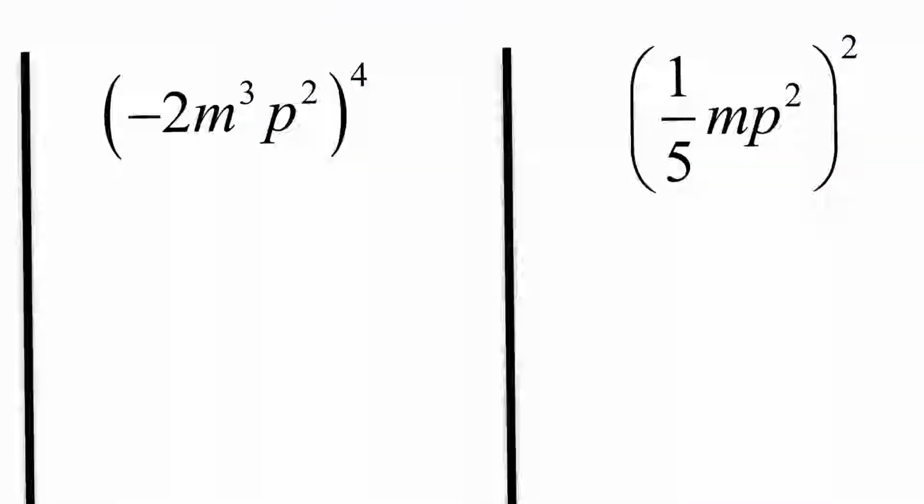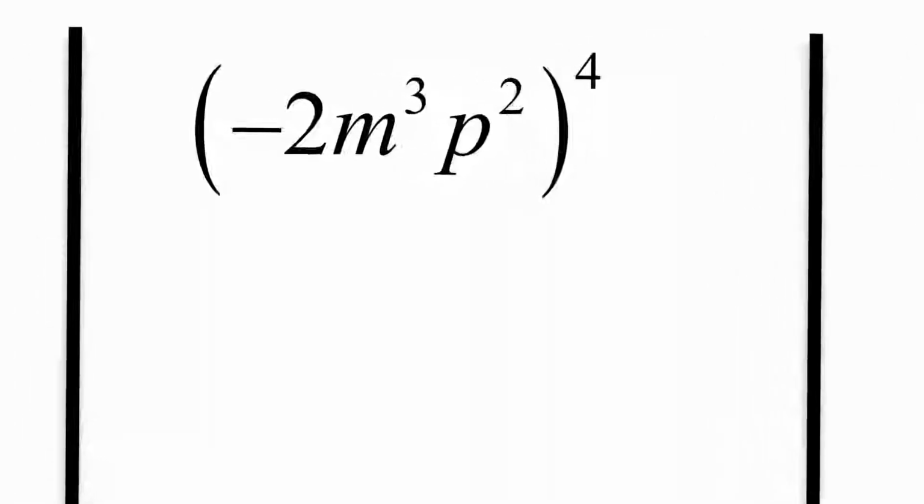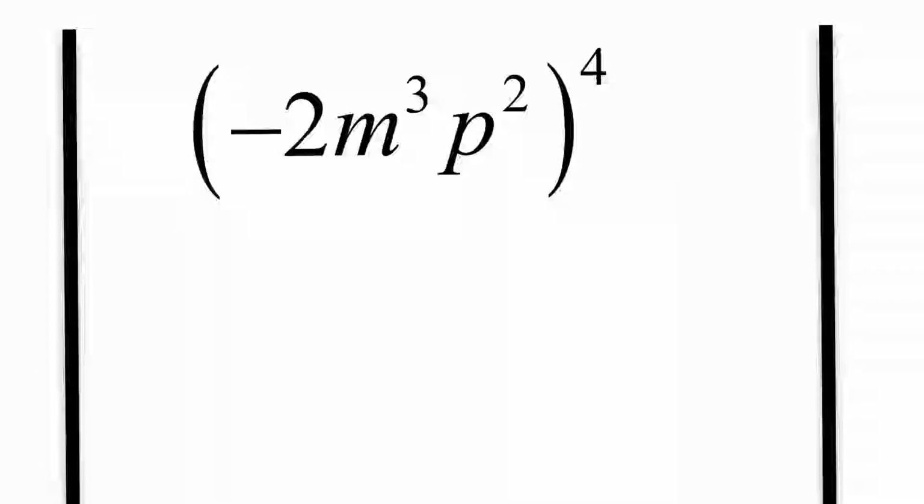Now the next two is where you really need to be careful, because we do have coefficients, which are the numbers in front of the variables. In this example, we have a -2 as a coefficient: -2 times m to the cube, or third power, times p squared, everything to the fourth power. Over here, we have a fraction as the coefficient, 1/5 times m times p squared, to the second power. So we have to be careful every time we have coefficients in front of the variables. Let me zoom into this one and explain what you need to be careful with.